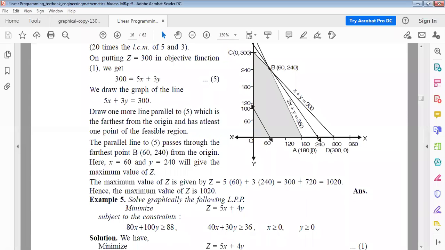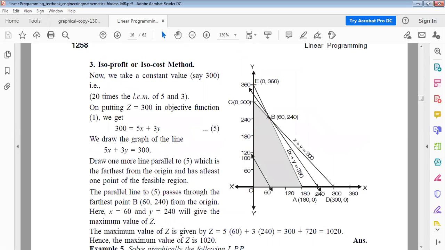x equals 60 and y equals 240, this point, from the origin. So x equals 60 and y equals 240 will give the maximum value of Z. The maximum value of Z is given by 5 into 60 plus 3 into 240, which is 360. This is actually the isocost method for finding the optimum.